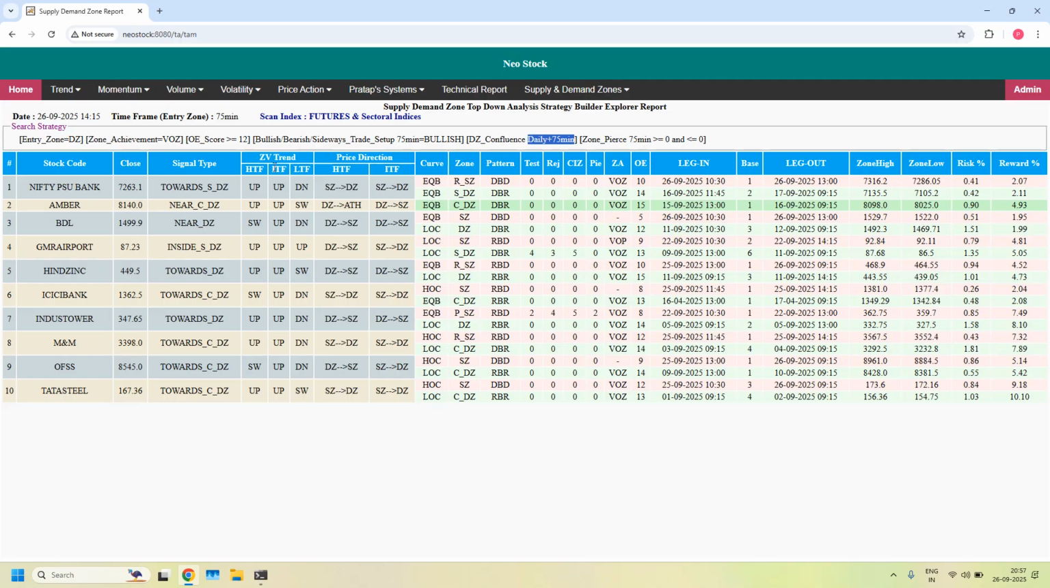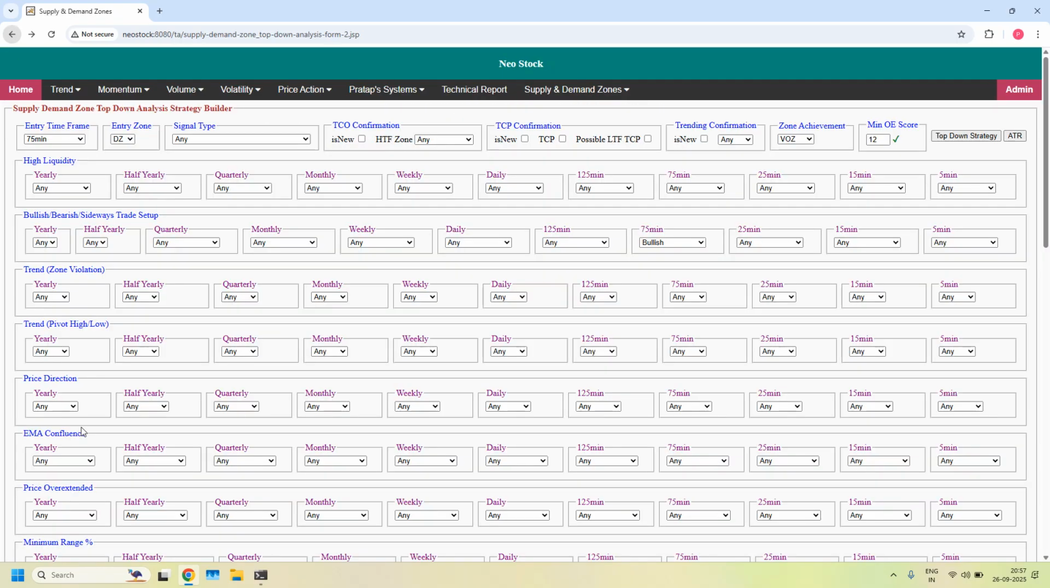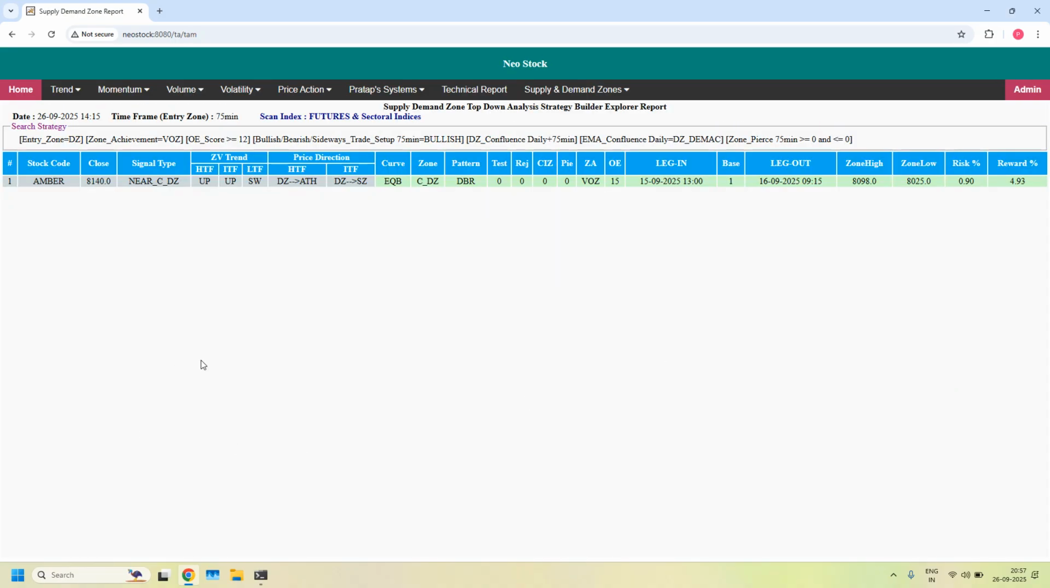And daily trend, that is ITF trend, is uptrend in all the stocks. We can further filter based on daily demand zone having daily EMA confluence, because 75 minutes demand zone is overlapped inside the daily demand zone. And also daily trend is uptrend. We got one stock. So this 75 minutes demand zone is having more high probability to get success, provided less than 20 checklist items are satisfied. Otherwise, higher chances of zone violation.